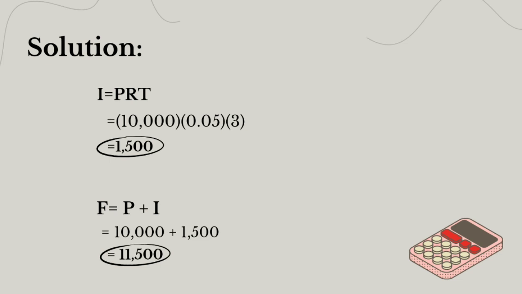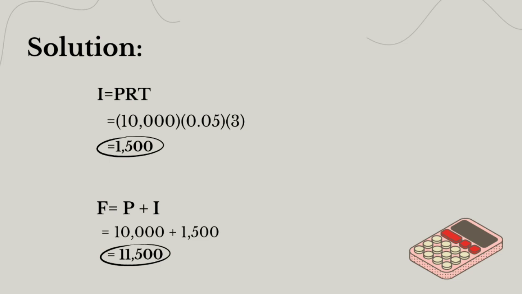So this is the solution. We use the formula I is equal to PRT. The principal here is 10,000 and the rate is 5% but in decimal form, and 5% divided by 100 is 0.05, and the time here is 3 years. So you just have to multiply 10,000 times 0.05 times 3, and this is the answer, 1,500. And that is the money he earned in interest.